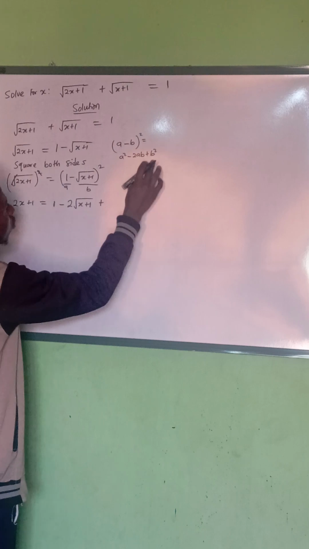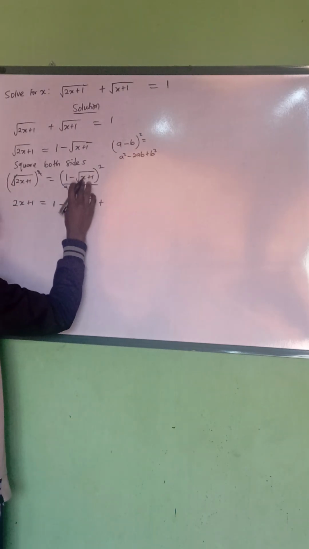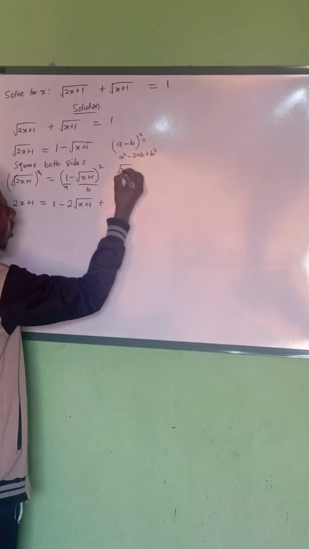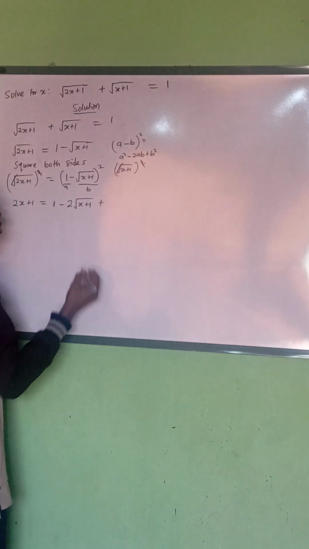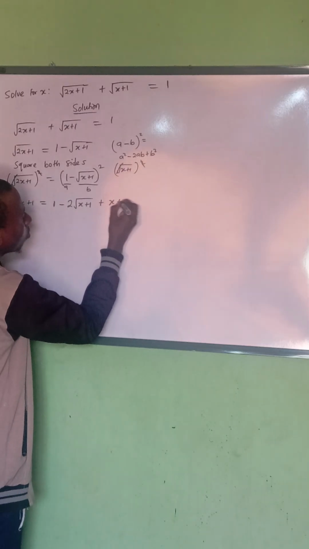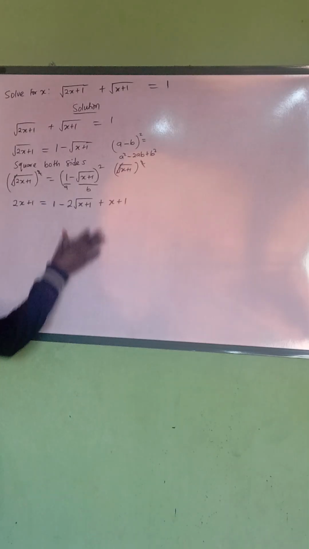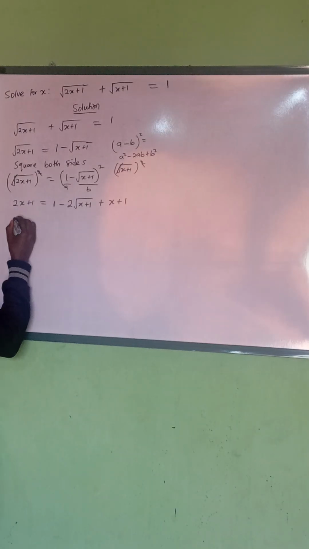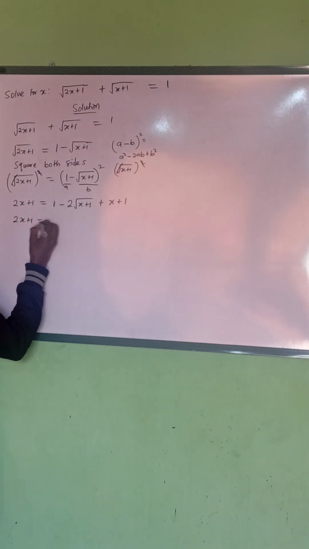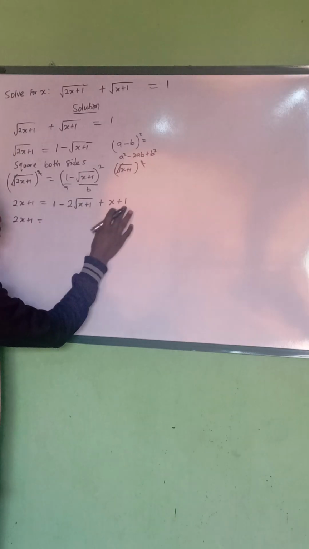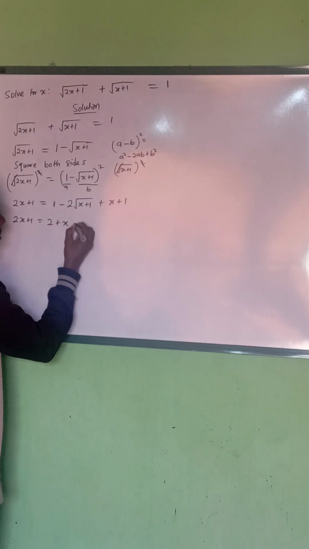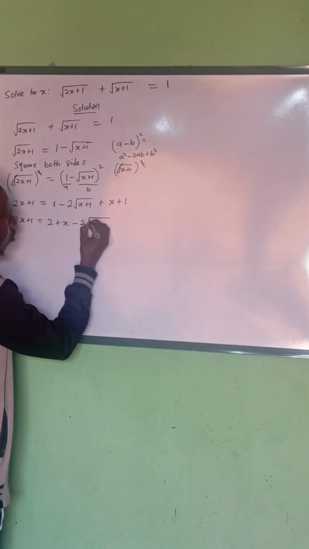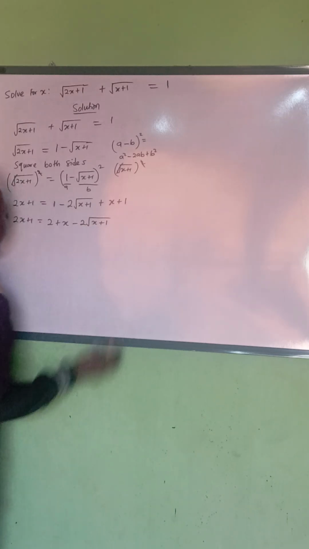Plus b squared. B squared, we have it as root x plus 1, root x plus 1 squared. This square will cancel square root. So we are left with plus x plus 1. I hope it's clear. Now, let's continue. We have it as 2x plus 1 equal to, now, 1 plus 1 here, that's 2, that's 2 plus x minus 2 root x plus 1.